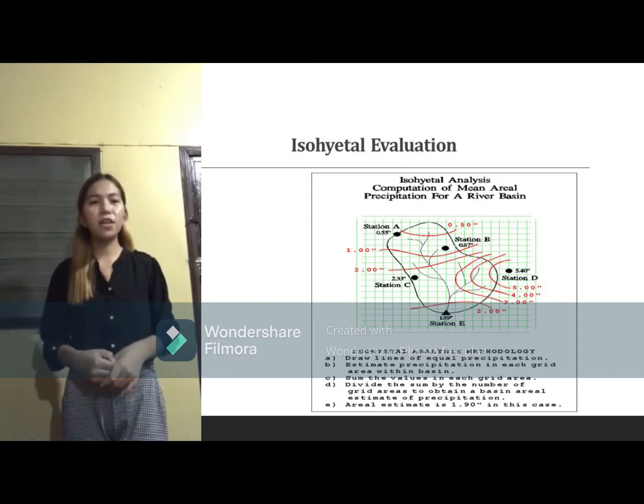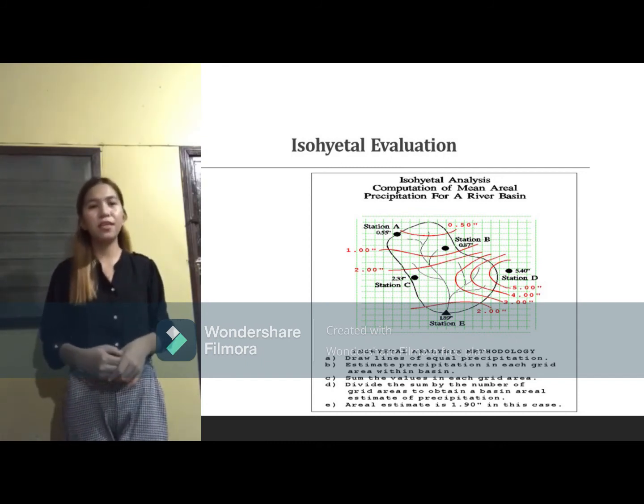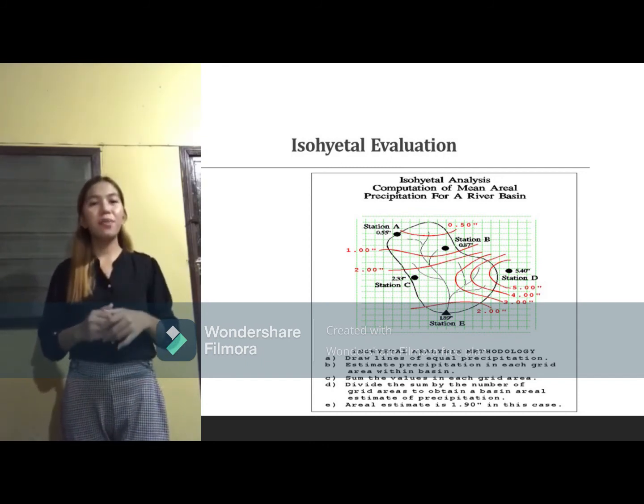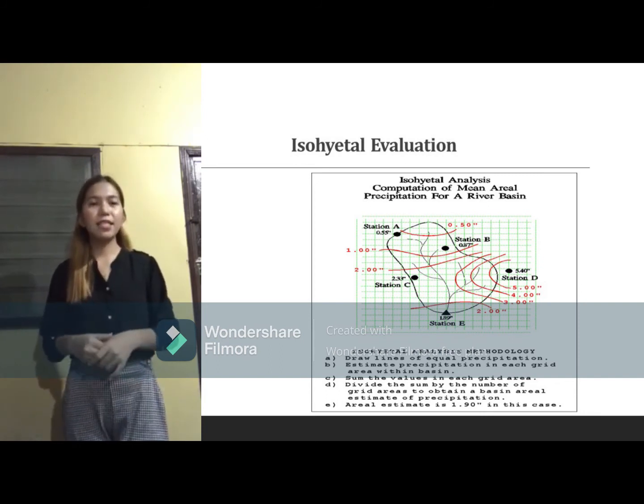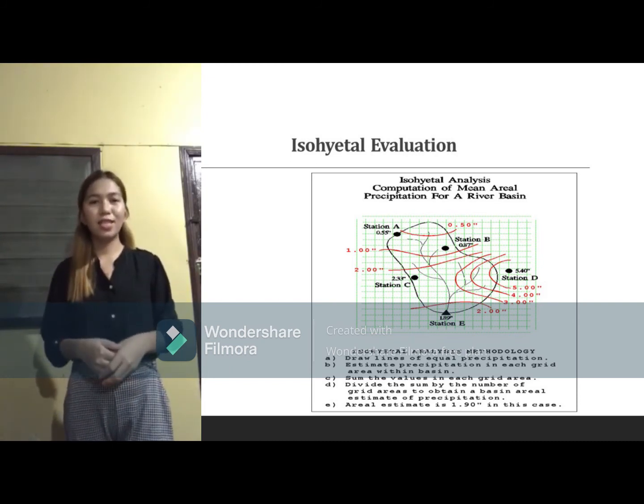D, divide the sum by the number of the grid areas to obtain a basin areal estimate of the precipitation. So the areal estimate is 1.9 inch in this case.